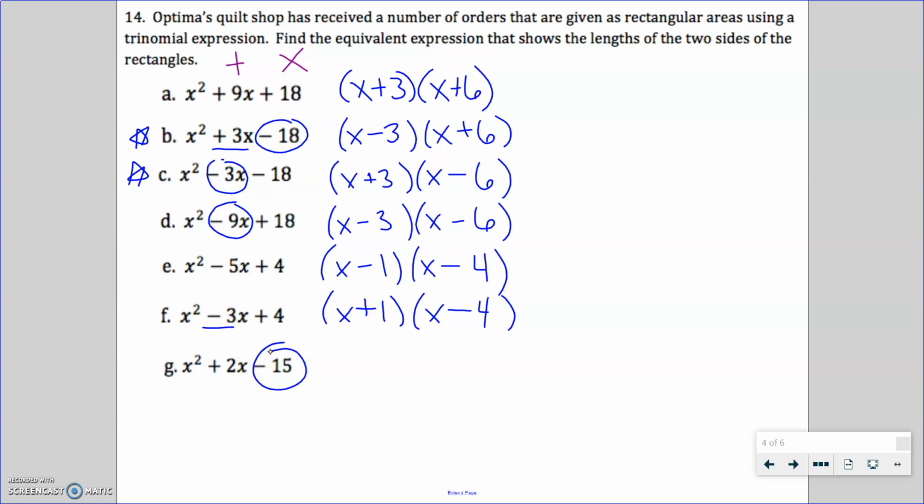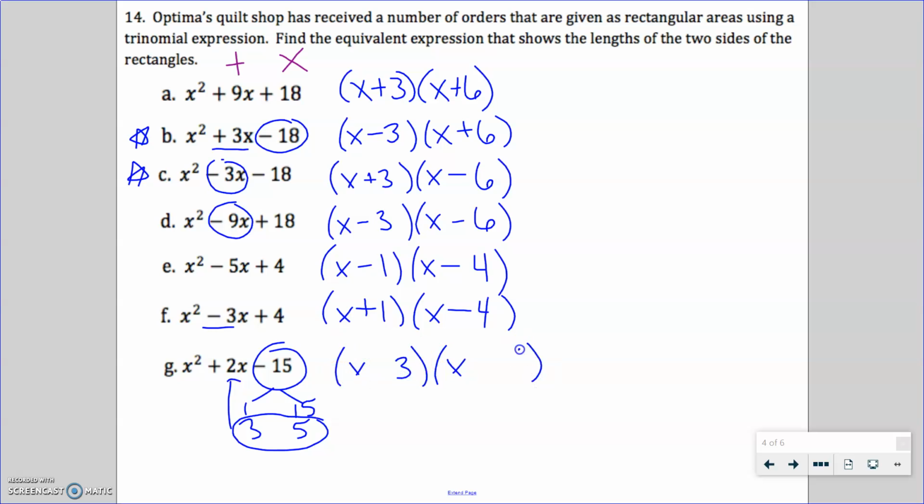So here's another route. If you're struggling with this, I start thinking about these factors first. So I can do 1 and 15. I could do 3 and 5. And that's about it. Looking at those two options, you can kind of tell that 3 and 5 is going to be the way to go to somehow add to give me 2, right? So if you're struggling, that might be something that can help you out as well.